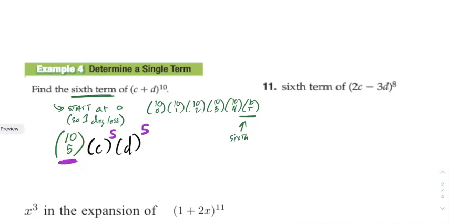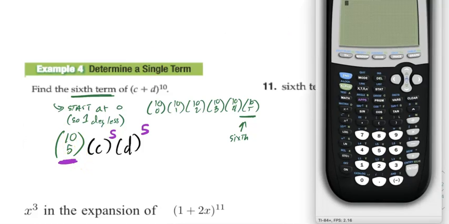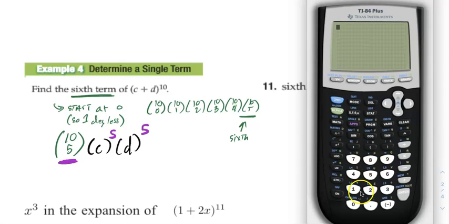10 choose 5, I don't know that. I would use my calculator. So I'll use 10, math, probability, nCr, and 5. So I get 252.